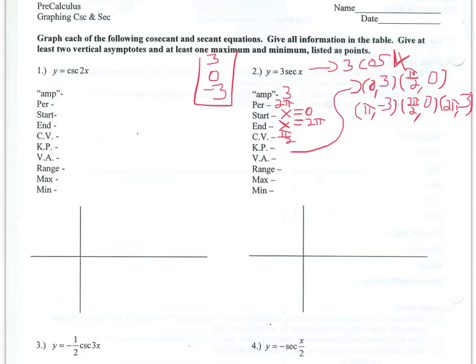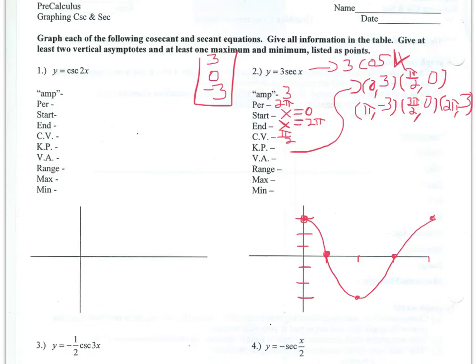So if I graph the cosine, let's see here, we have 0, 3, which is right up here. We're going to have pi over 2, 0, which we'll say is here. Pi, we're at the minimum of negative 3. 3 pi over 2, we're at 0. And 2 pi, we're at 3. So this is our U shape. So this is what cosine, or 3 times cosine of x, looks like. So then all you do, I'm going to put this different graph in blue.